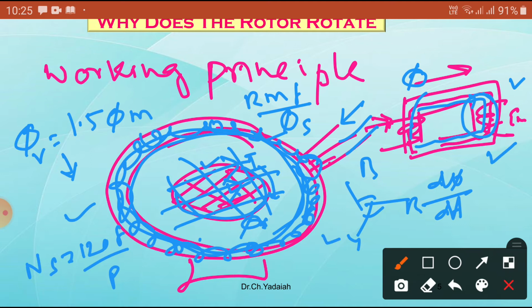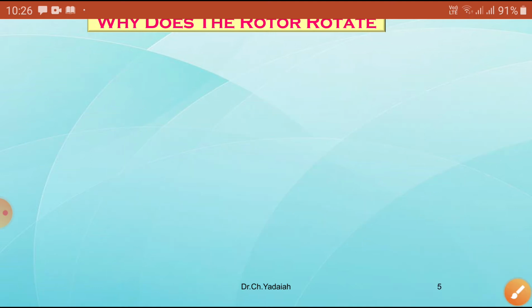Okay. So what is the working principle? Once again, it works on the principle of induction, where electromagnetic field is induced in the rotor conductors when the rotating magnetic field of the stator cuts the stationary rotor conductors. Dear students, this is the basic principle of Faraday's laws of electromagnetic induction.